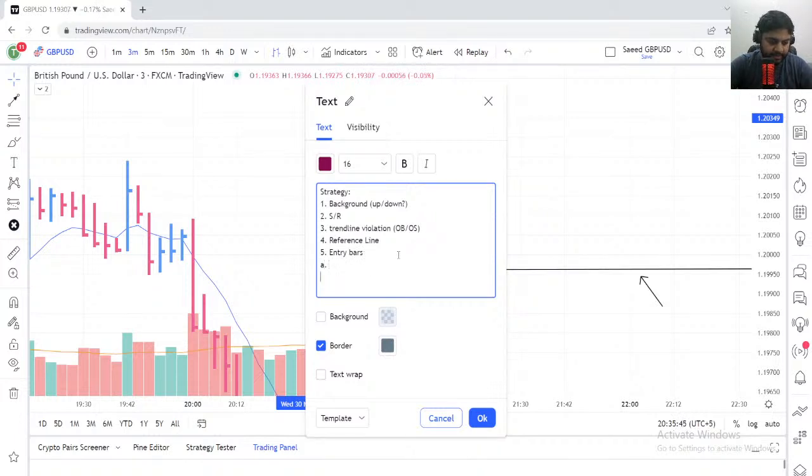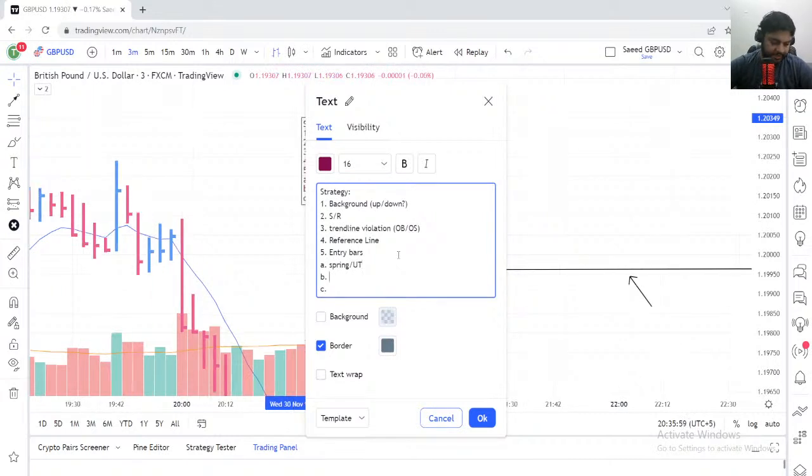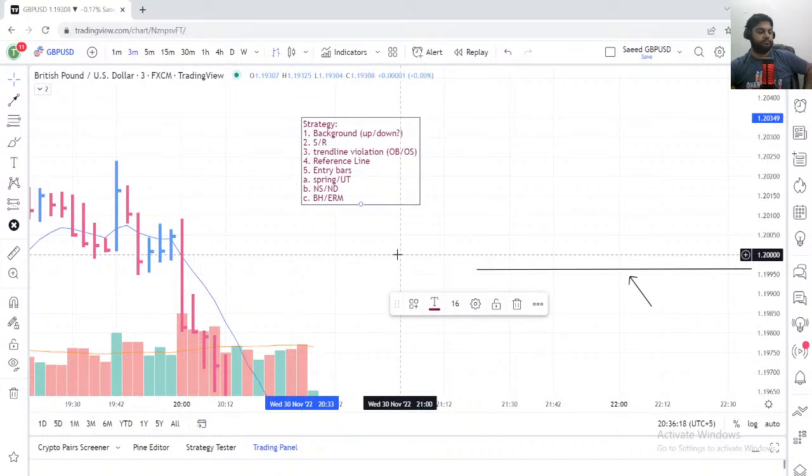A, B, C. I will explain these 6 bars. Okay, so A, you will buy on spring, right? Remember, you will buy on spring, you will sell on UT. You will buy on NS, remember, and you will sell on ND. No supply, buy. No demand, sell. You will buy on bag holding and you will sell on end of rising market.